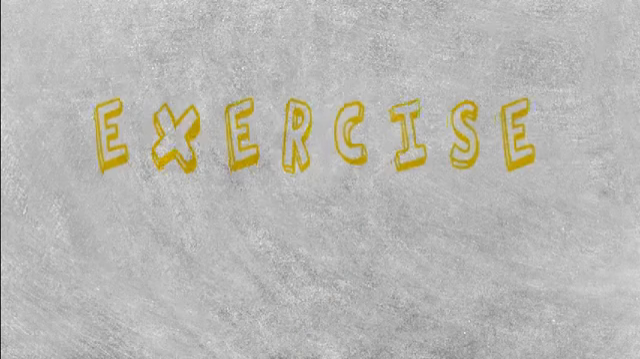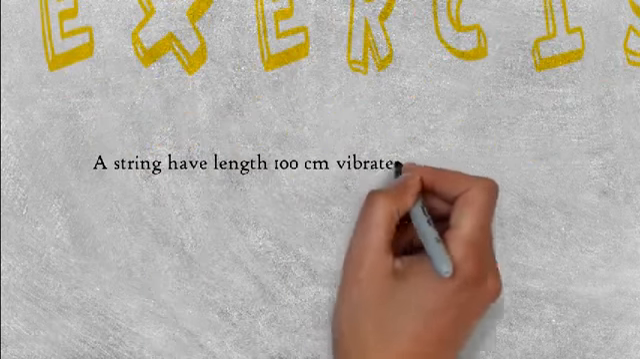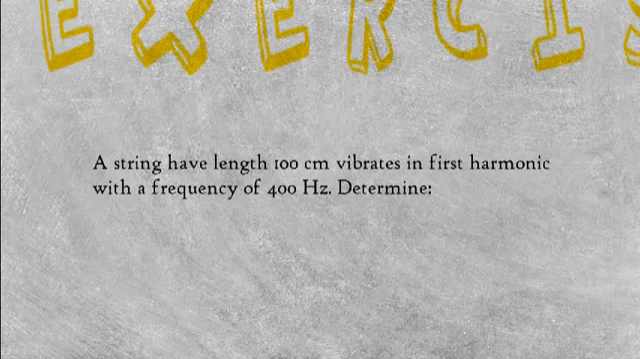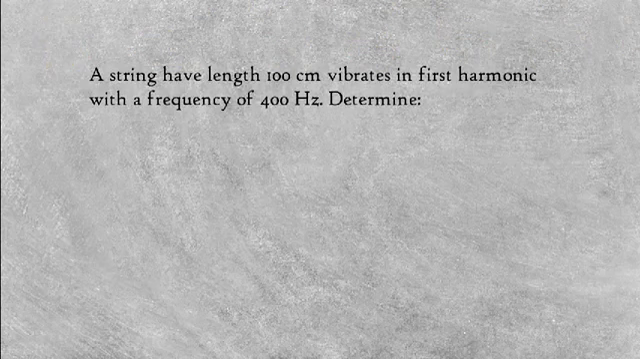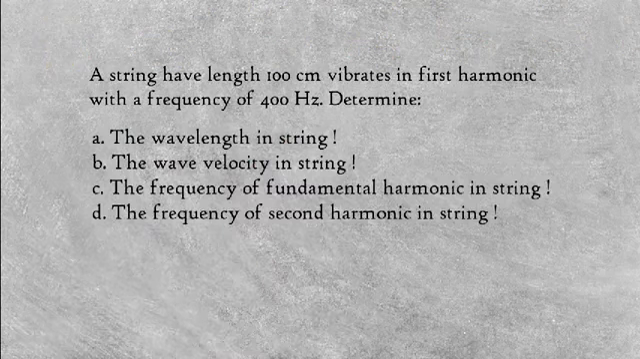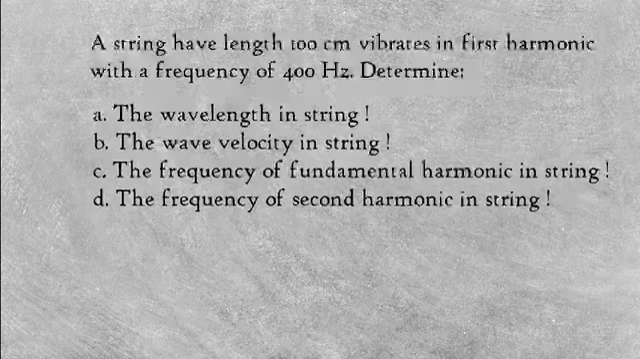Exercise. A string has length 100 cm and vibrates in first harmonic with a frequency of 400 Hz. Determine A. The wavelength in the string. B. The wave velocity in the string. C. The frequency of the fundamental harmonic in the string. And D. The frequency of the second harmonic in the string.